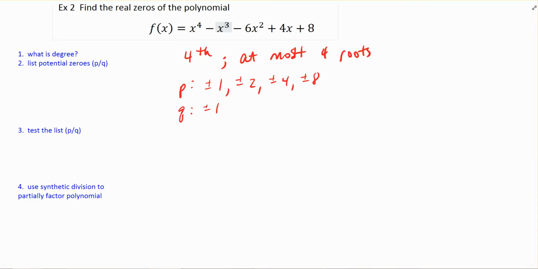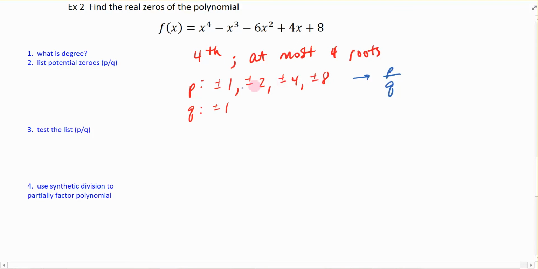Now the ratio of p divided by q is where we get our potential zeros, and you can see from this that if I divide all my p terms by my q term, I simply get back all my p terms. So let's test my possible roots in the calculator.